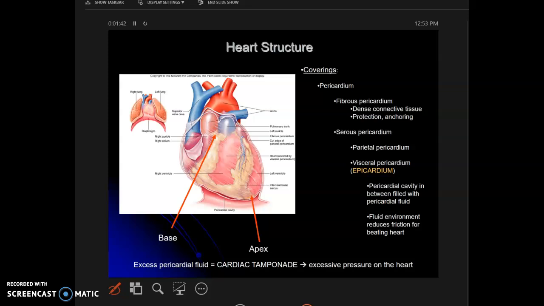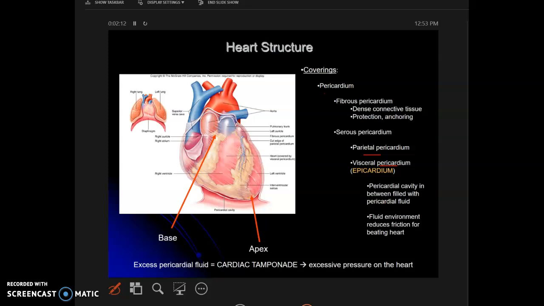So what about the coverings of the heart? Now there are two coverings. The pericardium, which is the covering of the heart, is the fibrous pericardium and the serous pericardium. The fibrous is the dense connective tissue which allows anchoring and protection. Serous pericardium, you should have come across this in 201, chapter 1. Please review your notes. It's the parietal pericardium and visceral pericardium.